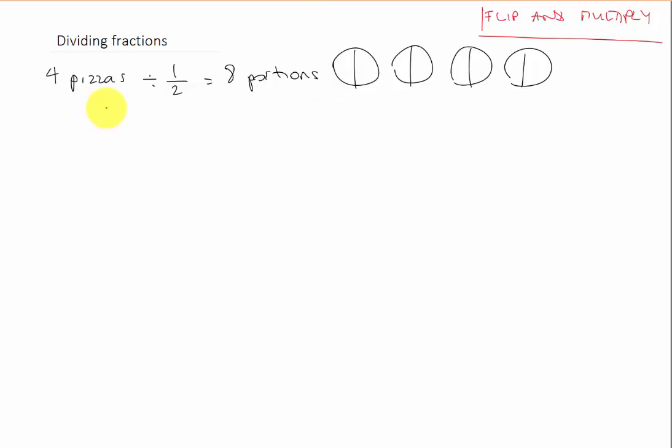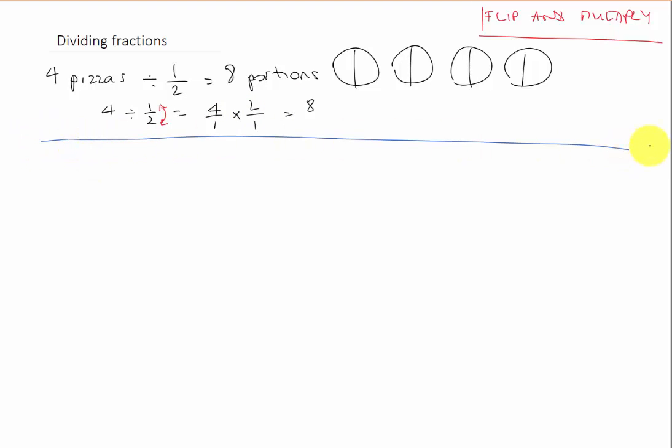So that's the same as saying we have 4 divided by 1/2. And then we've exchanged the numerator and the denominator in this fraction. So that gives us 4/1 times 2/1, which is equal to 8. Now that's intuitively true, and we can imagine it quite easily with a whole number, this 4.